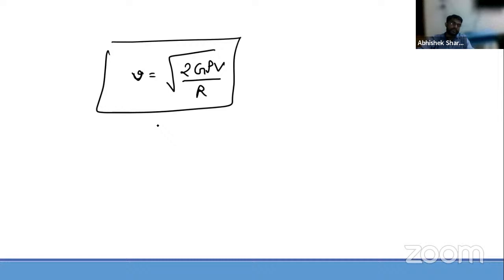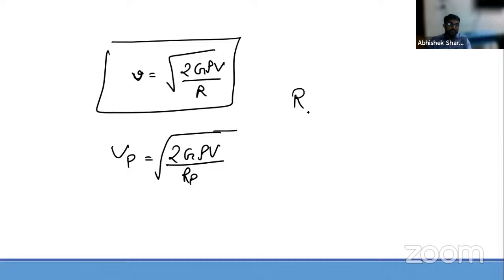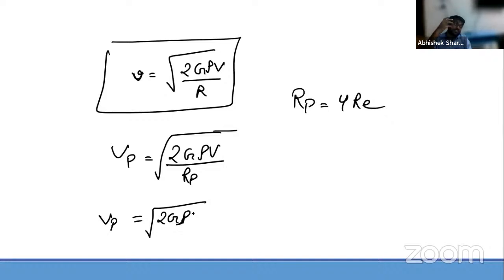Now they're asking what will be the escape speed. The escape speed at a different planet will be under root of twice G, mass density into volume of the planet, upon the radius of the planet. It's given in the question that the radius of the planet is 4 times the radius of the Earth. Put the value here. So this comes out to be 2G rho. Volume is for a spherical planet, so we'll write 4/3 pi radius cube, that is 4 into 4 into 4 r_e cube. And the denominator will be 4 r_e.